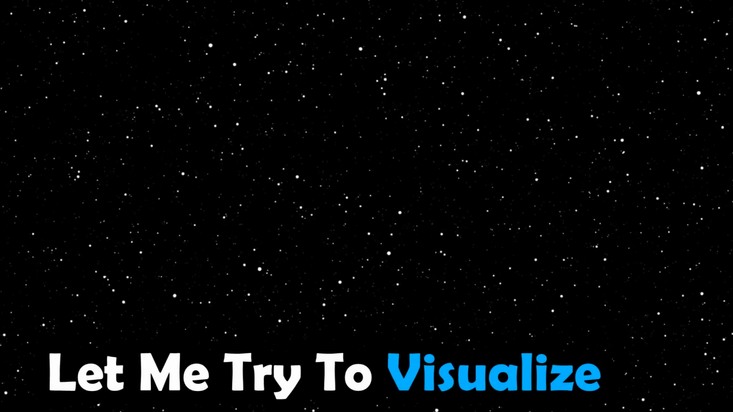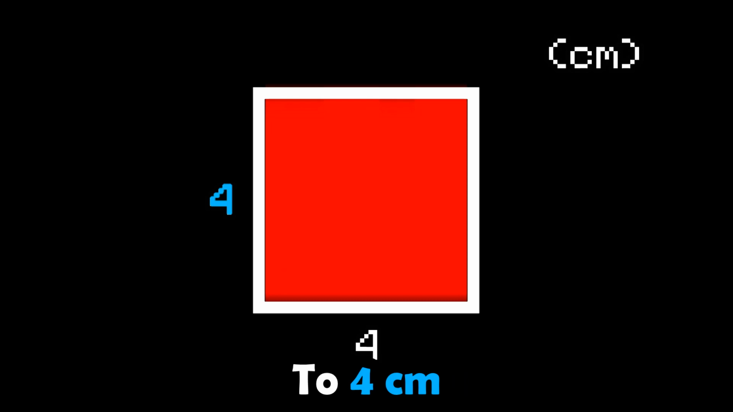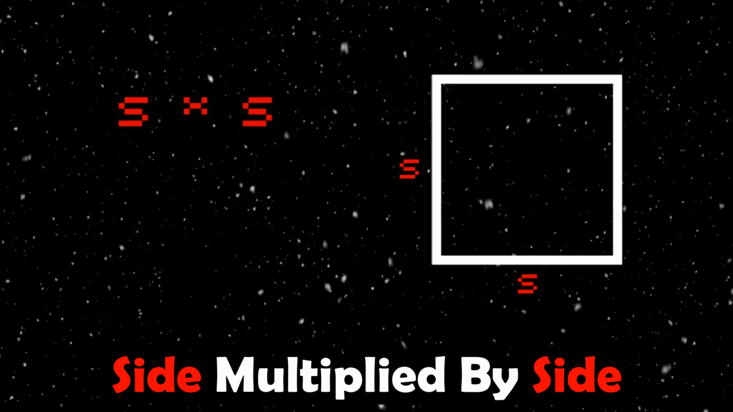Let me try to visualize the process for you, so you know why we take the side times side. Look at the length of the square here. It is 4 centimeters. And the width of the square is of course also 4 centimeters. And we are calculating the area of this entire region. So we are basically taking this entire side section and extending it upwards to 4 centimeters, which makes it 4 times 4. Hopefully you can now see why the formula is side multiplied by side.